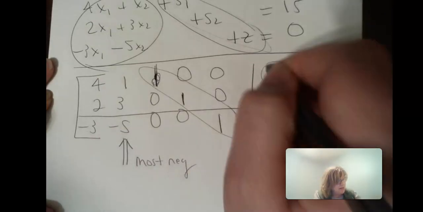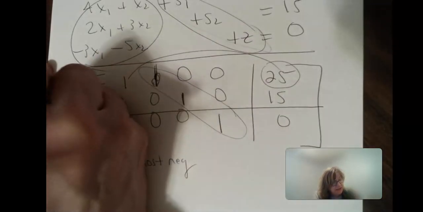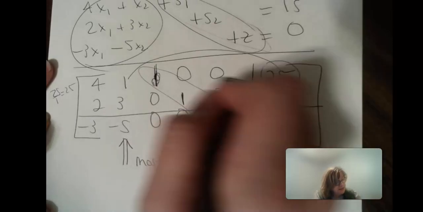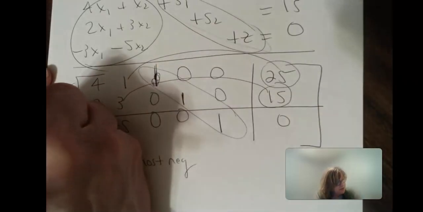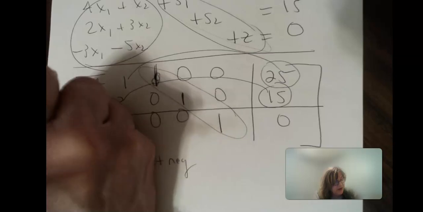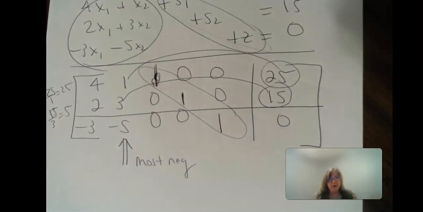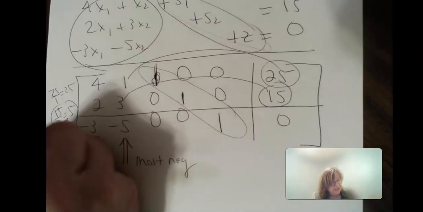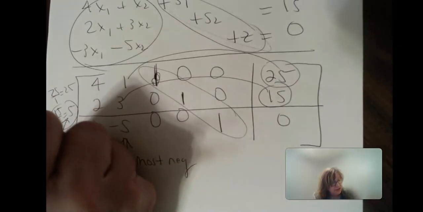So you're going to take 25 in the total column divided by 1, and that's 25. You're going to take 15 in the total column divided by 3. So 15 divided by 3 is 5. And you decide where to pivot on the smallest ratio. So 5 is the smallest ratio.